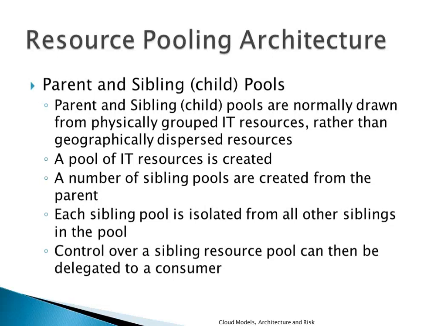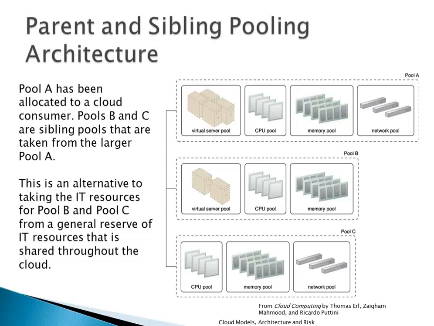Each sibling pool is then isolated from other siblings in the pool, and you can then delegate control over one of those sibling pools to a consumer. So now he achieves isolation. Right? He's got it now isolated. He's got a set of compute resource in a pool, which is then used by him. So this is how we would do a lot of the IaaS infrastructure. So this is kind of how it looks.